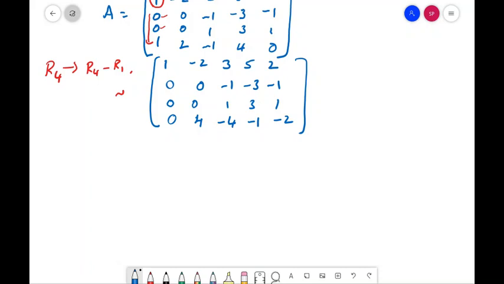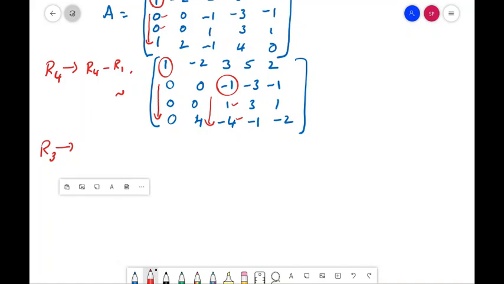Now again let us mark the pivot position. This is the pivot position, and we made these all zeros. Fine. Now the first row pivot position work is over. For the second row, the pivot position is minus 1. Using this minus 1 we have to make these two zeros. So we have to transform R3. How can you make it 0? You can just add: R3 plus R2 will give you 0.